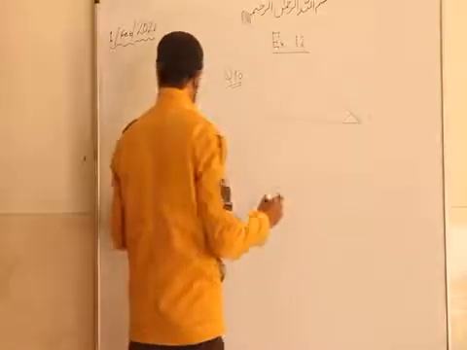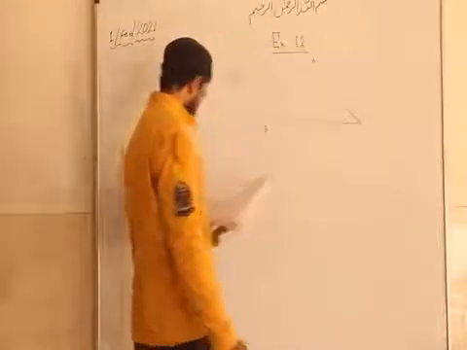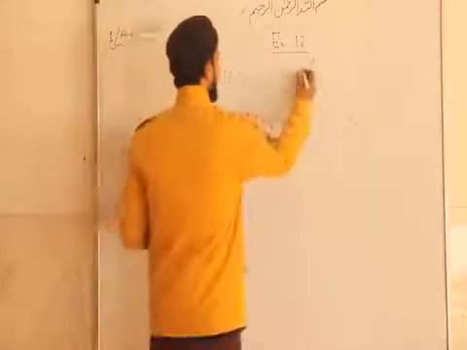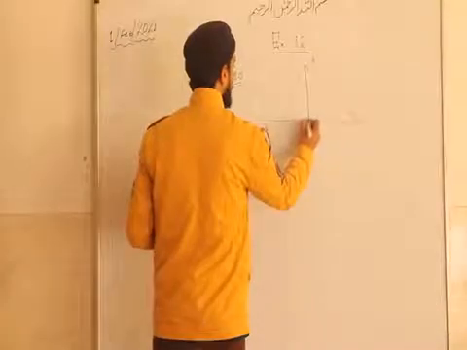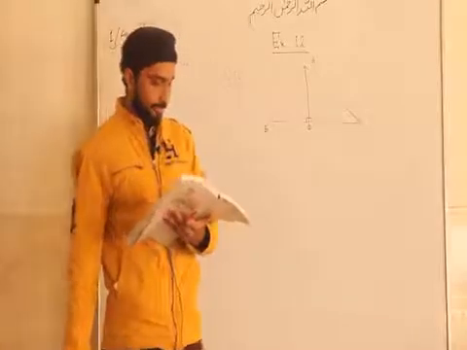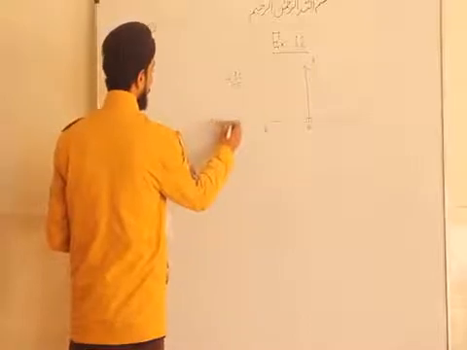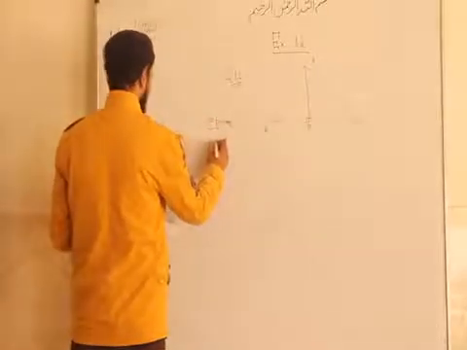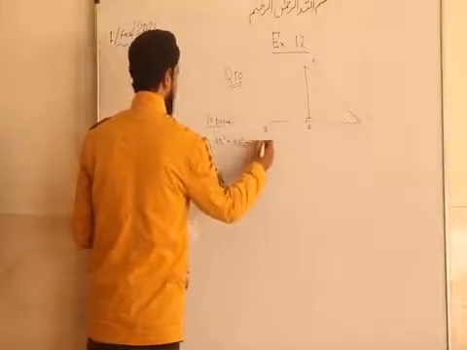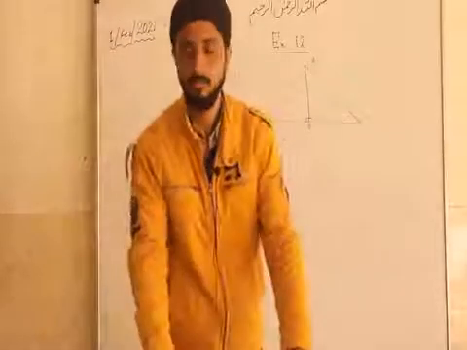A, B, C, and the condition is that AD is perpendicular to BC. So from here we are drawing a perpendicular, that is AD. So what is required to prove in this question is AB square plus CD square is equal to AC square plus BD square. This is the important question.